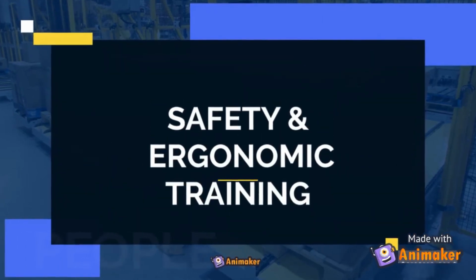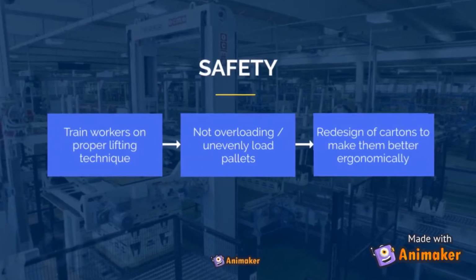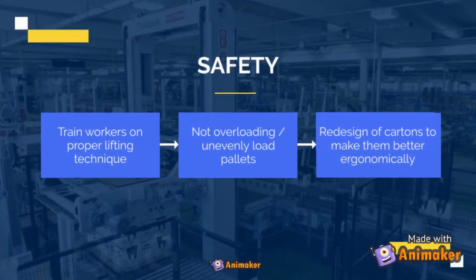Next, safety and ergonomic training. In safety, training the worker on proper lifting techniques such as keeping the load close to the torso, bending knees and not twisting can reduce the risk of back hurting from a whole day of lifting the pallets. Besides, don't overload or unevenly load pallets. Pallets should be loaded only to their rated capacity for dynamic loading. If counterweights are provided for the forklift, they should be used to help counterbalance a heavy load. Lastly, redesign of cartons or other materials being palletized to make them better ergonomically.